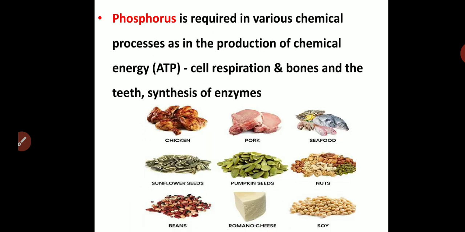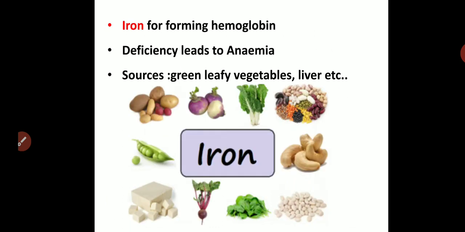Next is phosphorus. Phosphorus is required in various chemical processes in the body, like the formation of bones and teeth, then in the formation of nucleic acids, as well as in the production of the chemical energy called ATP. Also, it is needed for the synthesis of enzymes. You can see the pictures of food which is rich in phosphorus.